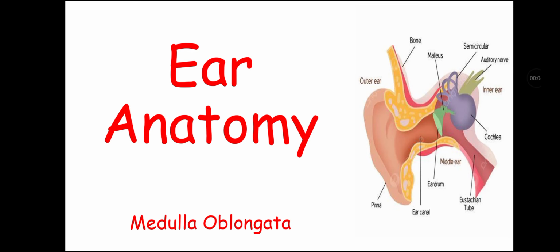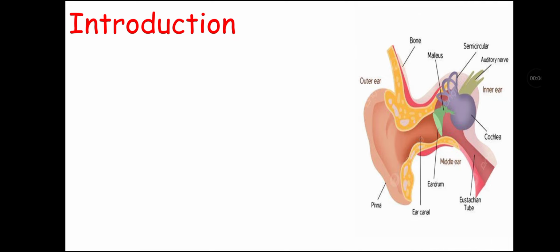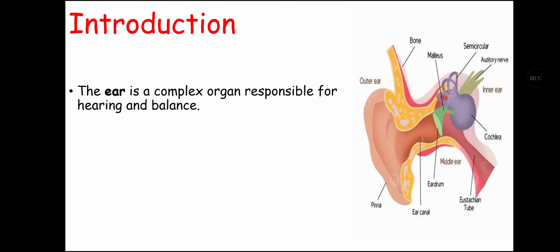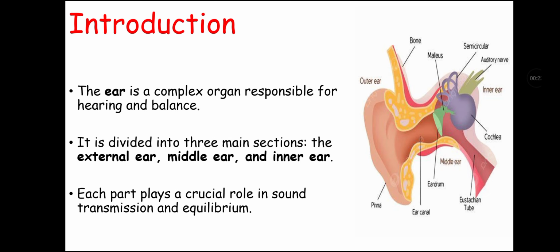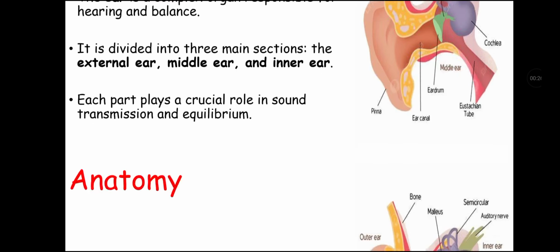Today we are going to talk about ear anatomy. Here you can see at the side the diagram of ear anatomy, and now let's start the topic with the introduction. The ear is a complex organ that is responsible for hearing and balance. It is divided into three main sections: the external ear, middle ear, and inner ear. Each part plays a crucial role in sound transmission and equilibrium.